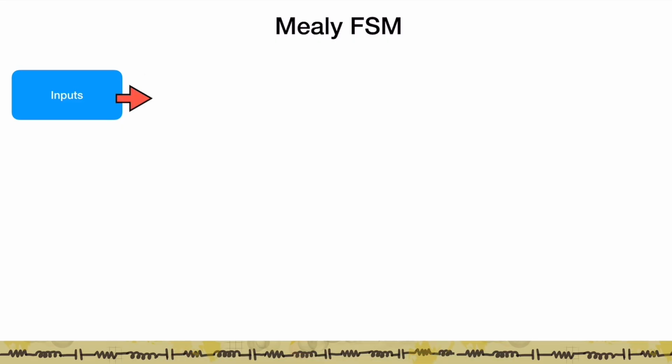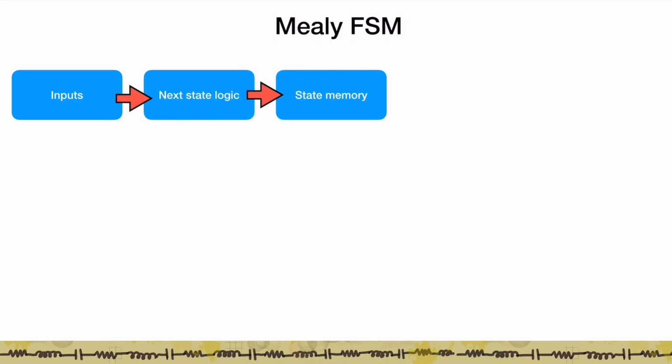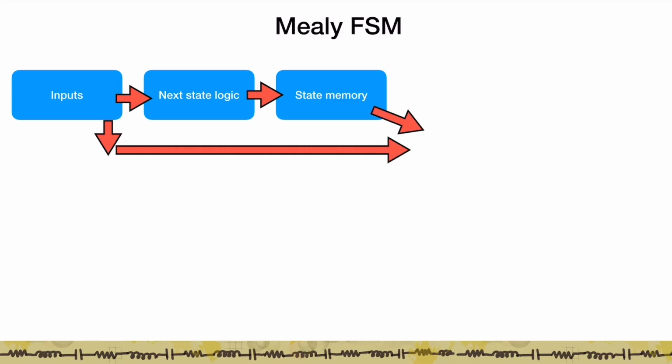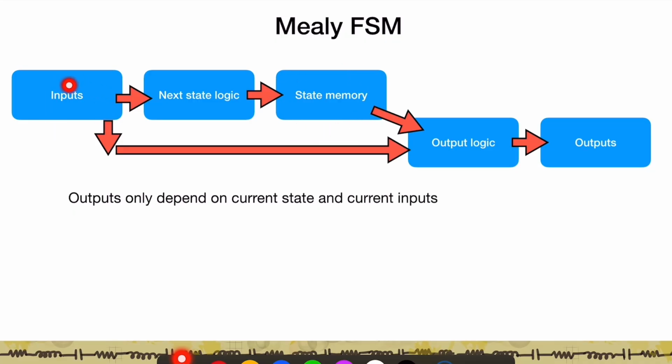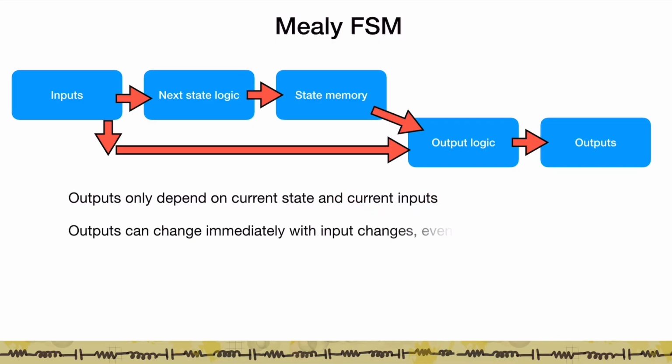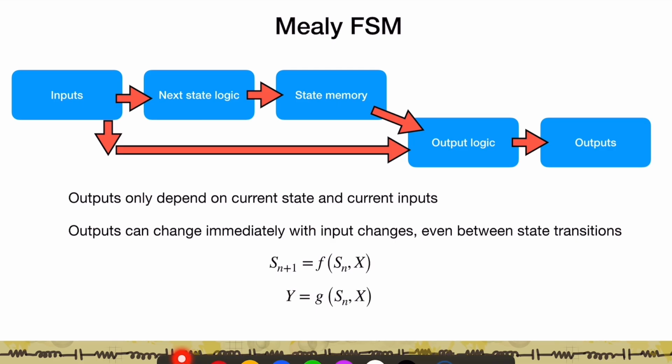In contrast, the Mealy FSM has inputs which go through next state logic to define the state memory. The outputs, however, are determined not only by the state but also by the inputs, right? So the outputs can change either when the state memory changes or when the inputs change. So the outputs depend on the current state as well as the current inputs, which means that the outputs can change immediately with input changes even if the state does not change. And so you have the next state dependent on the current state and the inputs, and you have the outputs also depend on the current state and the inputs.